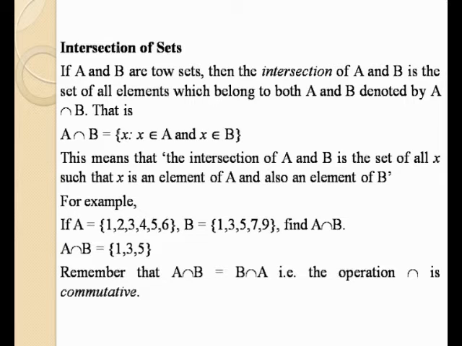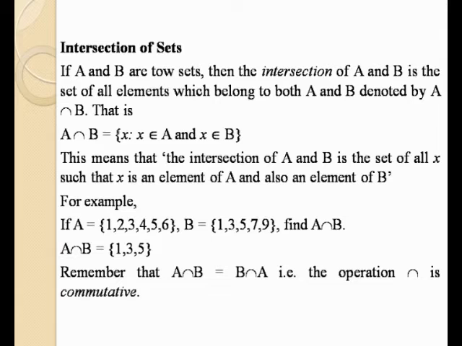For example, if set A is equal to 1, 2, 3, 4, 5, and 6, and set B is equal to 1, 3, 5, 7, and 9, find A intersection B. A intersection B is equal to 1, 3, and 5. That is, we can find 1, 3, and 5 in set A, and we can also find 1, 3, and 5 in set B. Those are the elements that we can find in both set A and set B. We can find 2 in set A, but not in B, so we can't write it. It's only the elements that we can find in both A and B that we are going to write.